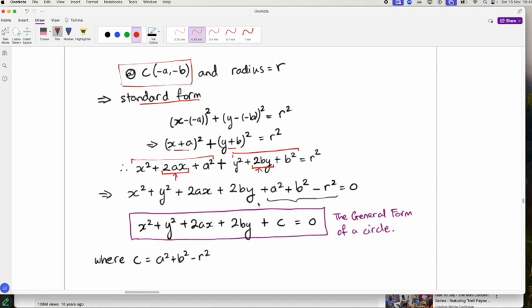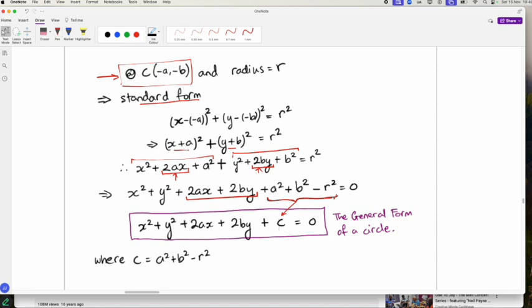So the reason why I say look out for this is because you could watch the equation and tell what the center is just by looking at the x value and the y value. And of course you group them together, so x squared plus y squared plus 2ax plus 2by plus all of this. You had the a squared, the b squared, and minus r squared when you bring it across, combining a squared, b squared, and r squared to give us c.